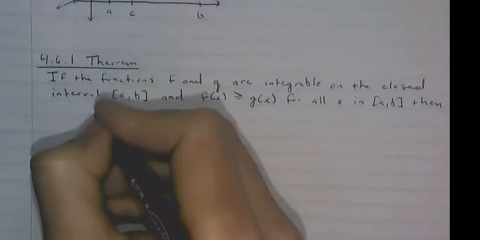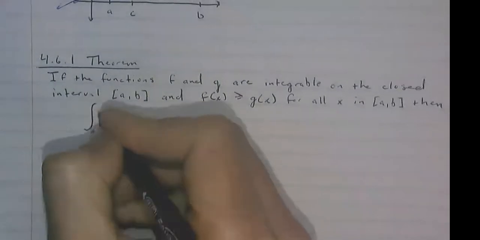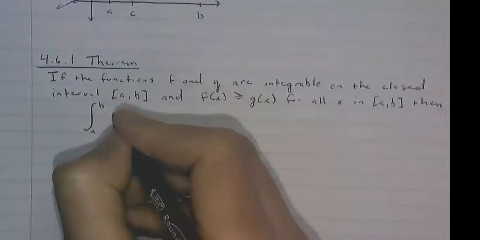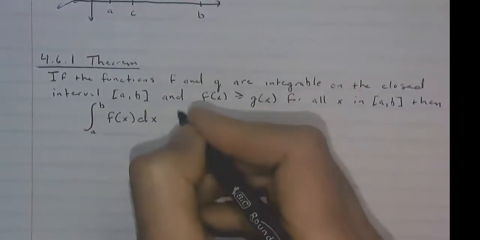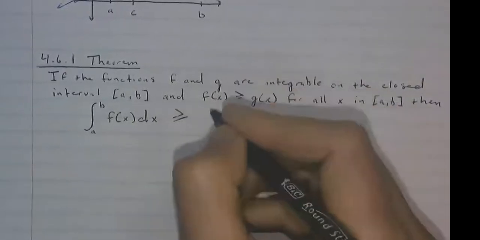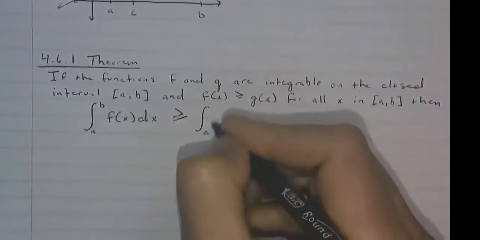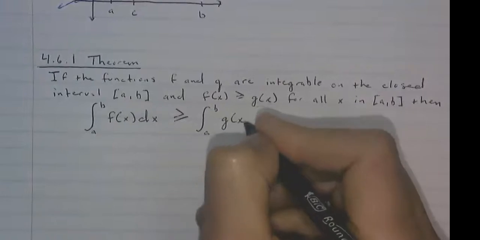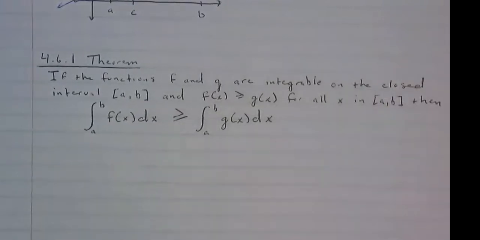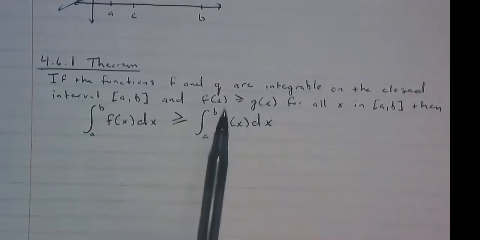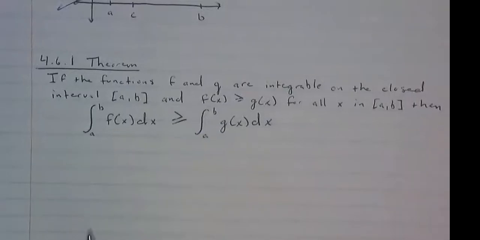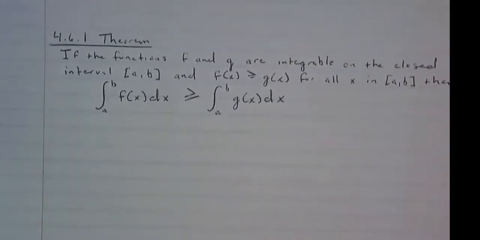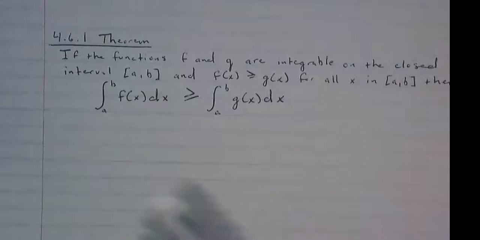That the definite integral from a to b of f of x dx must be greater than or equal to the definite integral from a to b of g of x dx. Which I think on an intuitive level, even without the picture, sort of just makes sense. If f is always bigger than g, then its integral should be bigger as well. But I think a picture is also instructive here.